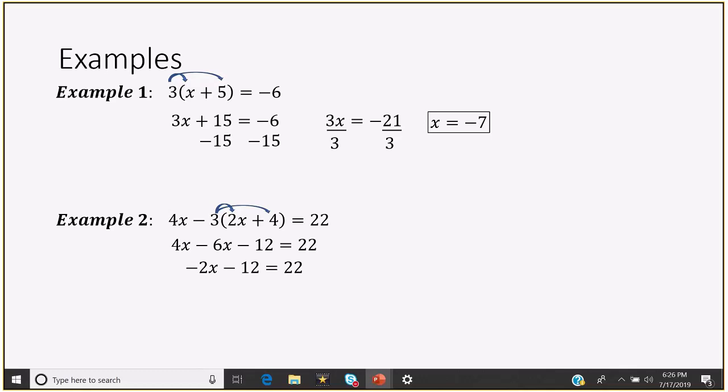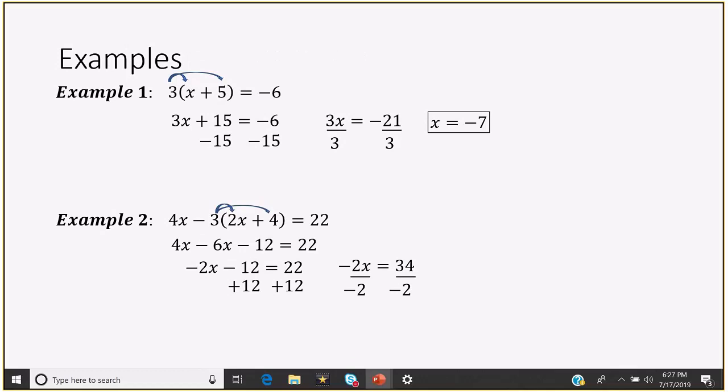And now I fall back to what we did in the last lecture, saying, okay, this is a two-step equation. I'm going to add 12 to both sides. I'm going to divide by negative 2. And I didn't write the answer, but x is going to equal negative 17.